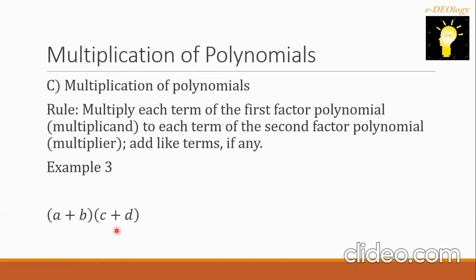Let's go to example 3. A plus b multiplied to the c plus d. So the a is multiplied to the terms of the second group. A times c will give ac, then a times d will get the ad. Next is the b multiplied to the terms of the other group. So b times c is bc, then b times d is bd. So our final answer is this ac plus ad plus bc plus bd.